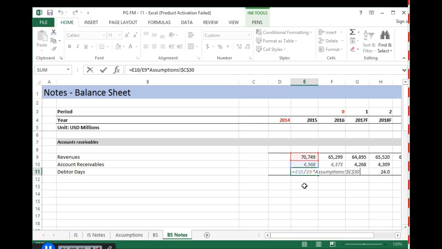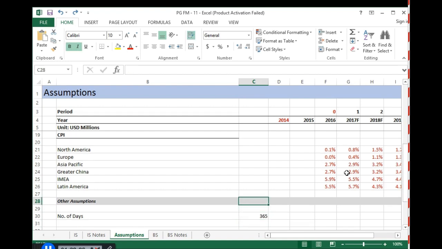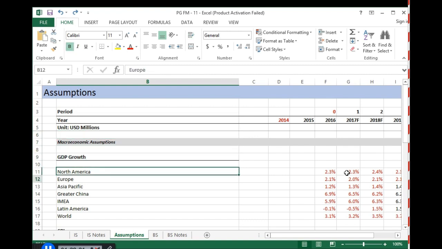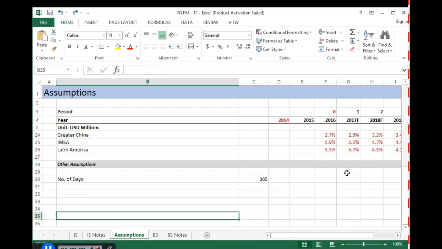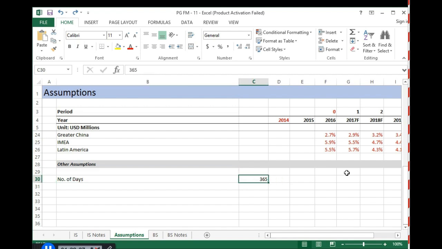So you took your receivables, which is this number, you divided it by revenue, and then you multiplied it by the number of days, 365. Again, the number of days is an assumption, so I have put it in the assumptions sheet. If I go to the assumptions sheet, earlier I had made macroeconomic assumptions. Now I have added another assumption, which is other assumptions: the number of days, 365.